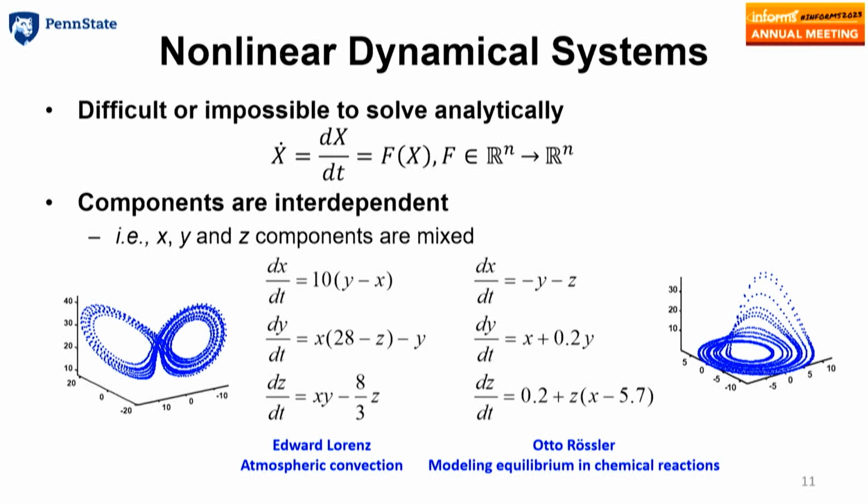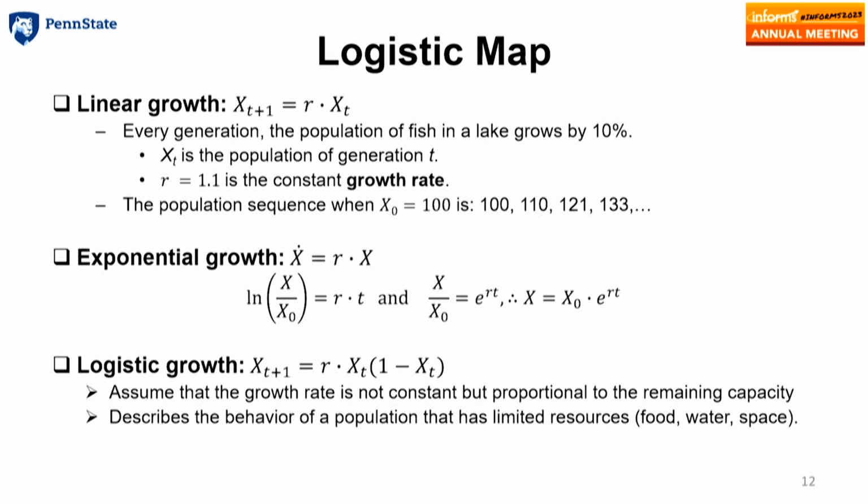Just now we looked at three-dimensional complex, nonlinear systems. Now let's have a look at one-dimensional. I will give you an example of one-dimensional. So first, the linear system: x_{t+1} equals r x_t. So every generation, the population of fish in a lake grows by 10%. So x_t is the population of generation t, and let's suppose we give a parameter 1.1 as the constant growth rate. Then if we were given the initial population x0, 100, then we have population 100 and the next generations 110, 121. So this can be solved.